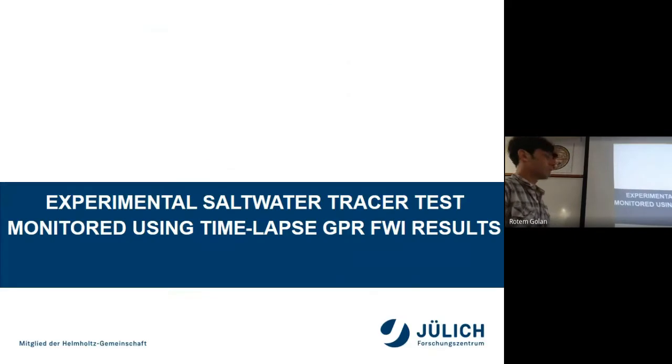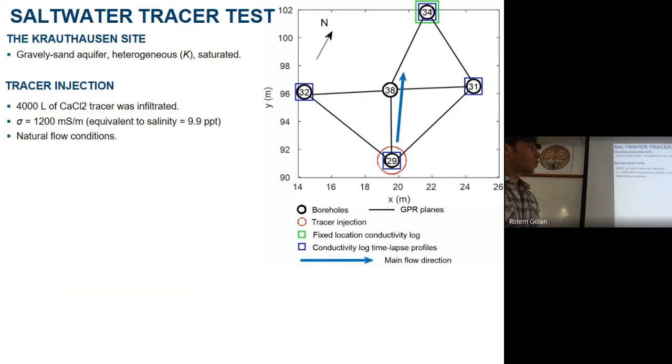Okay, optimistic from these promising results, we went to do the experimental saltwater tracer test, monitored by GPR full waveform inversion in time-lapse. The host test site for our experiment was the Krauthausen test site in Germany. This is a gravelly sand aquifer, very heterogeneous in hydraulic conductivity, and we applied it in saturated conditions.